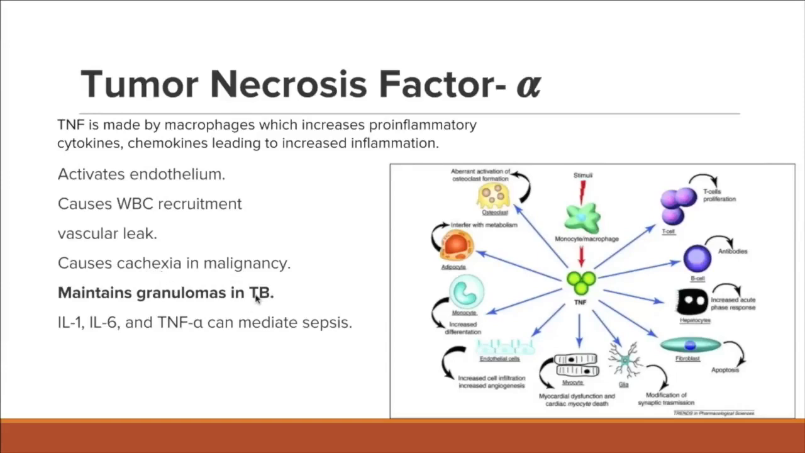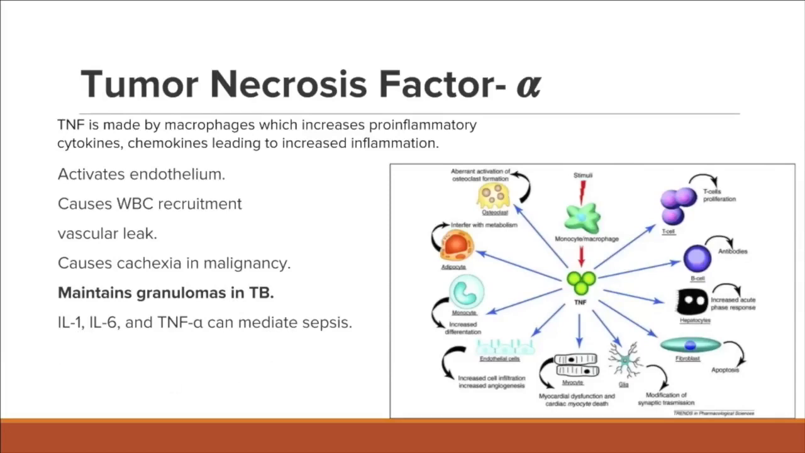Remember, in tuberculosis, the ability of the granuloma to stay stable is because of the effect of tumor necrosis factor alpha. So that's how macrophages are able to entrap the Mycobacterium tuberculosis organism and form a granuloma inside the lung. So it's very, very important. Now, in sepsis, interleukin-1, interleukin-6, and tumor necrosis factor alpha also can mediate sepsis.